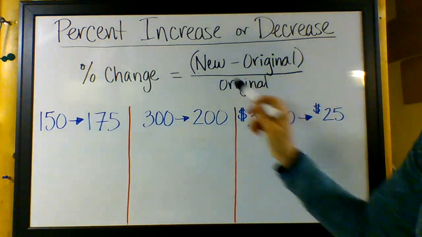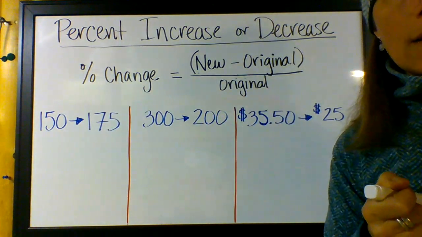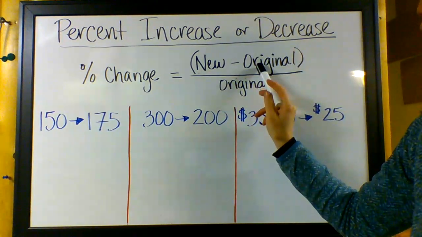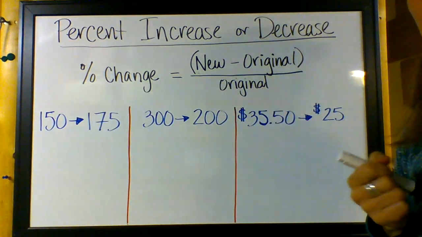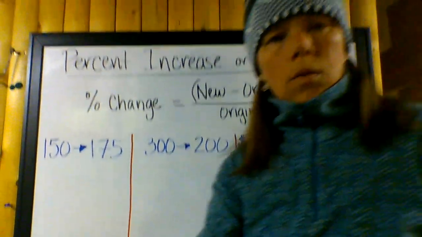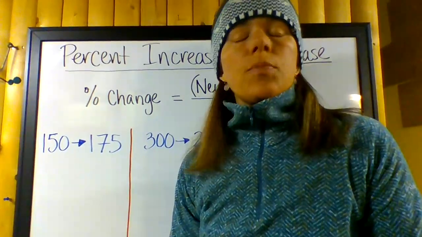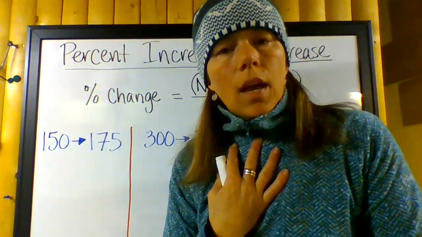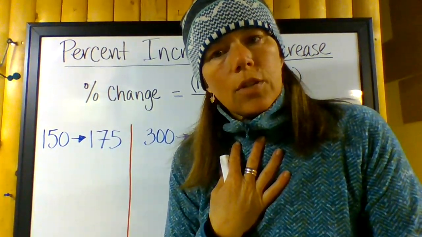So here, if I did the 100 to 90, I would say 90 minus 100 divided by 100 would give me what? It would give me negative 10 over 100. Sorry, I'm thinking out loud. Which would be negative 10%, which is a 10% decrease.